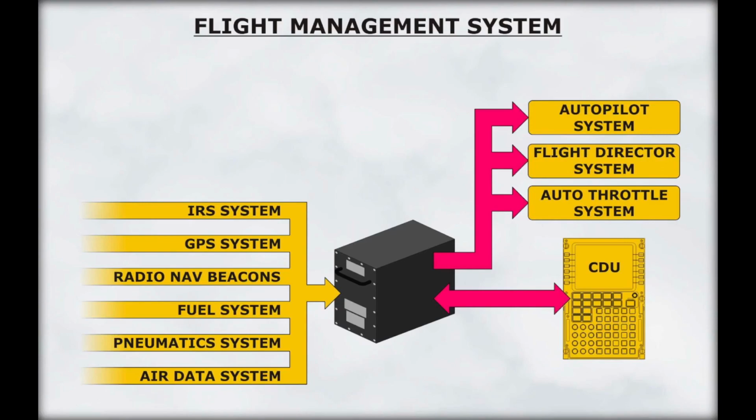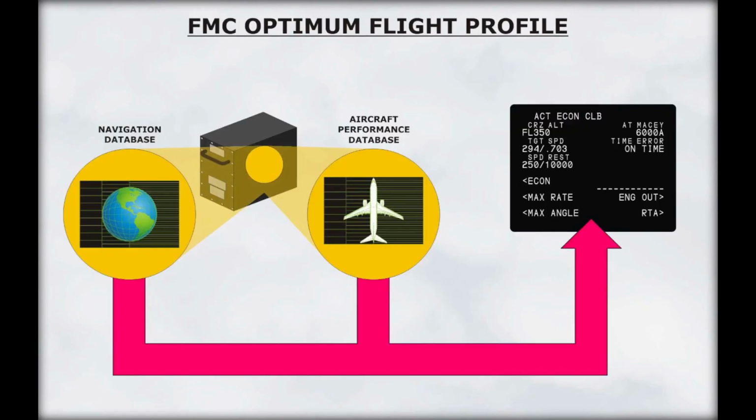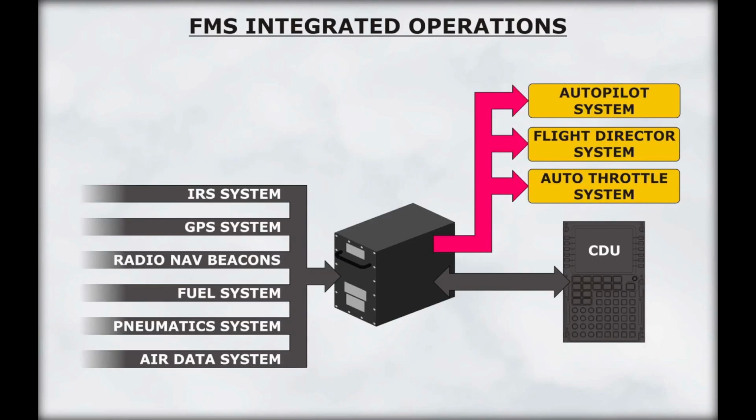In review, the flight management computer is the central component of the flight management system. Information from navigation and performance databases are combined to compute the most economical flight profile based on dispatch requirements entered during the pre-flight phase. The FMS can provide commands to the autopilot flight director and the auto throttle systems and fly the aircraft along the optimum profile.